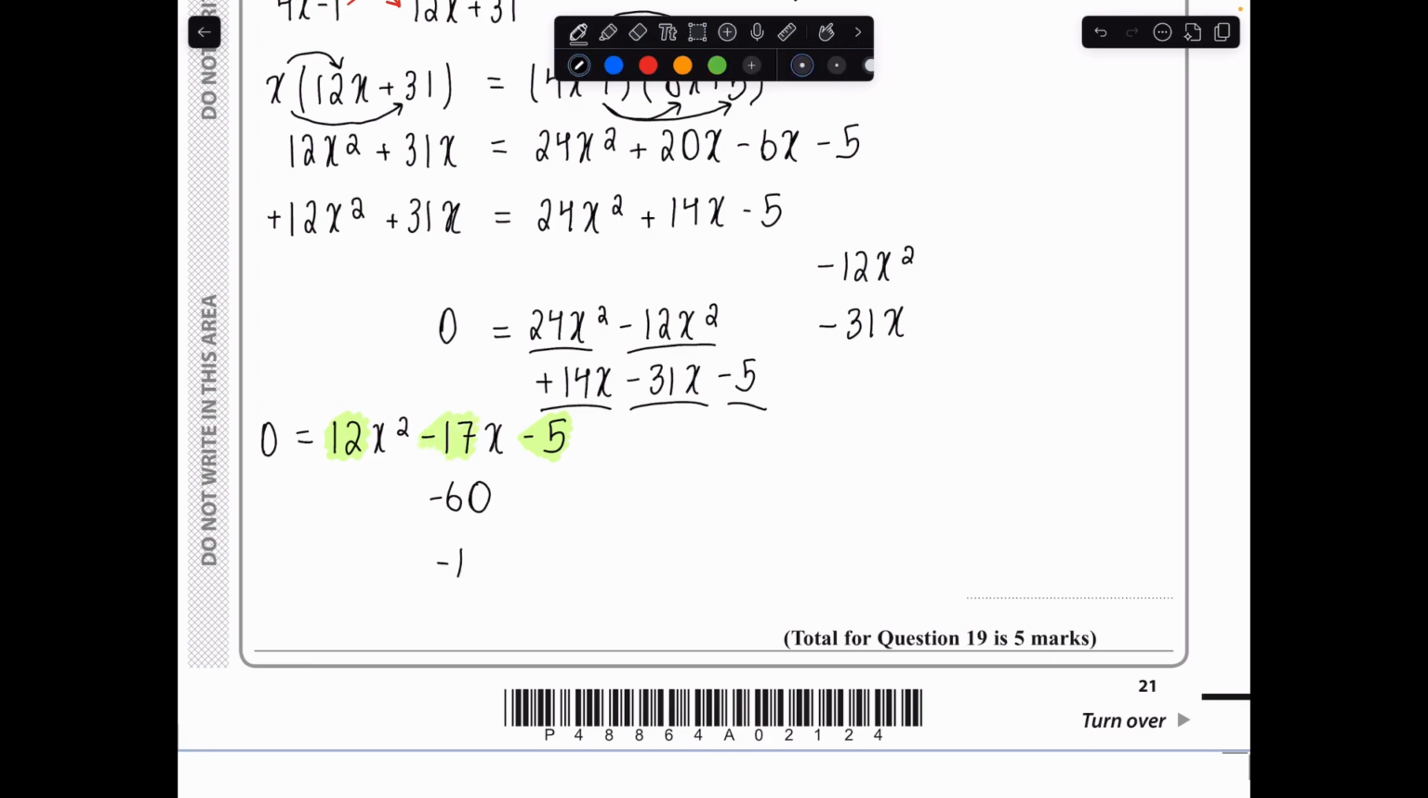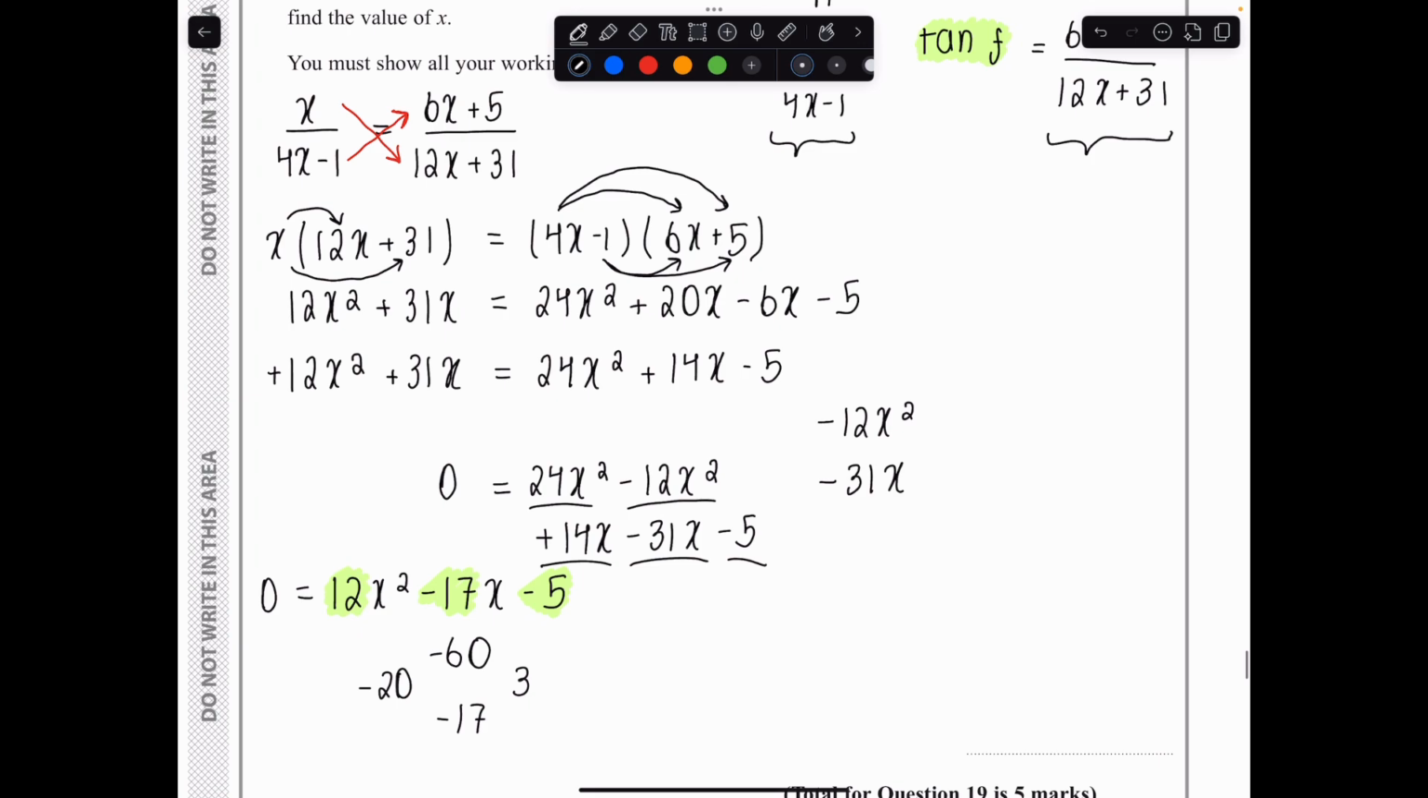And all you have to do from here is find 2 numbers that times to get negative 60 and add to get negative 17. So in this case, that would be negative 20 and positive 3. So from here, let's look at the right-hand side and factorize now. So we've got our 2 pair of brackets. Now at the start of each bracket, let's just add our 12x. And then we have our negative 20 and our positive 3 to add.